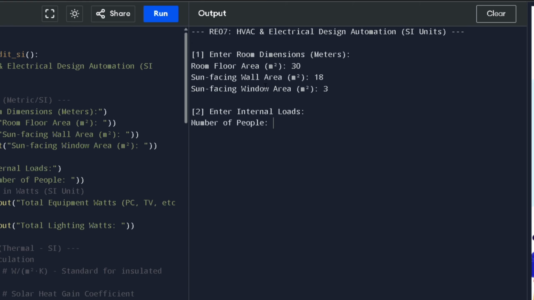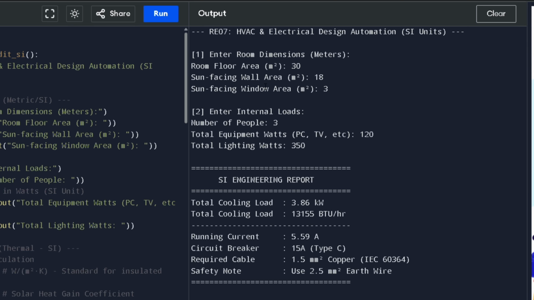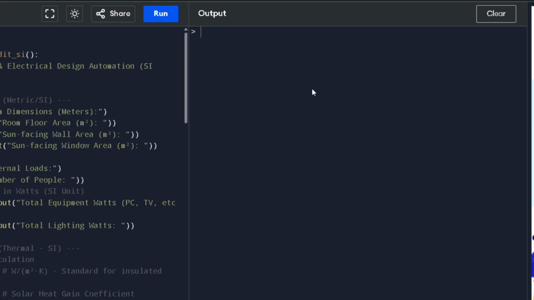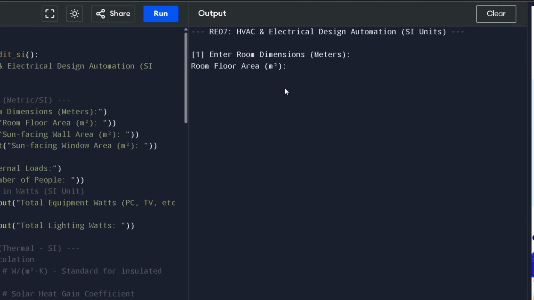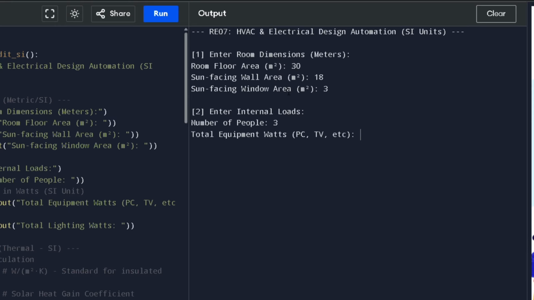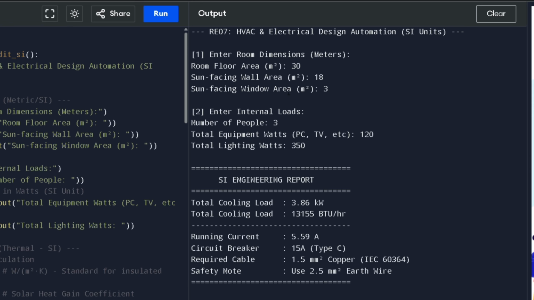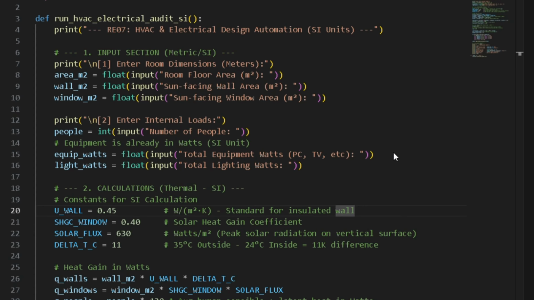To solve this, we will use Python to build an automated HVAC and electrical audit tool based entirely on SI units. This program asks the user for room data, calculates all major heat loads, converts the results into engineering units, and finally determines electrical current, circuit breaker size, and cable selection. By the end of this lesson, you will understand not only what the code does, but also why each step is important from an engineering perspective. Let's begin by looking at the structure of the program from top to bottom.